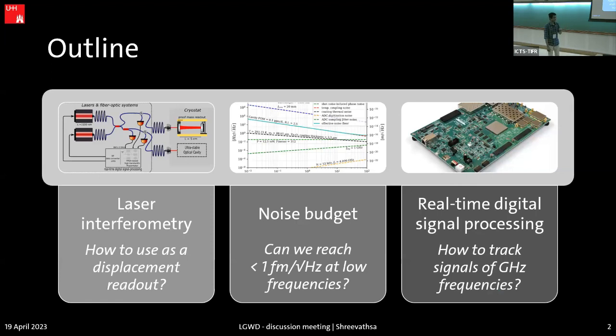So a quick outline. Initially, I will try to introduce the basics of laser interferometry, how we can use it as a displacement readout, then the discussion about the noise budget, can we really reach the femtometer, and in the journey we need to do some real-time signal processing, how we can track high frequency signals and so on.